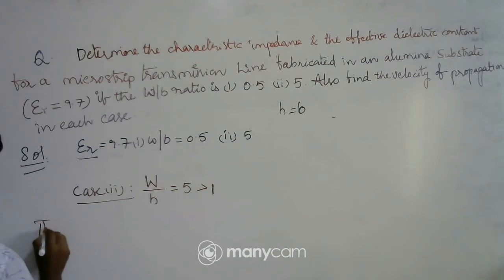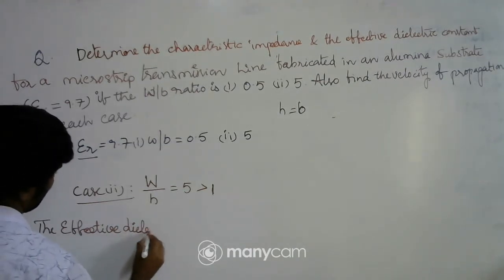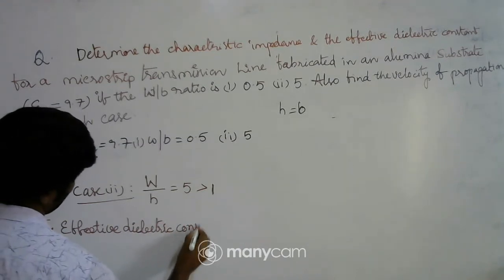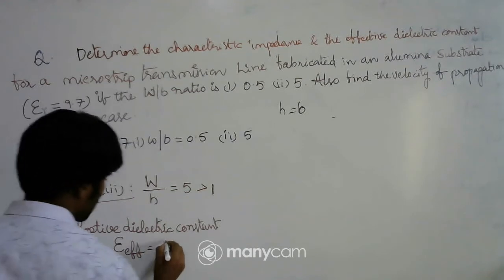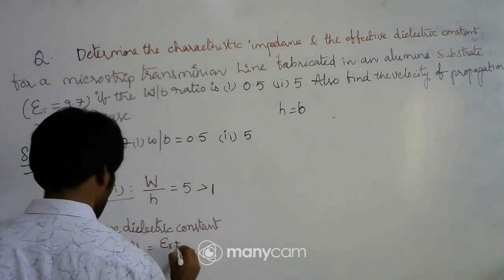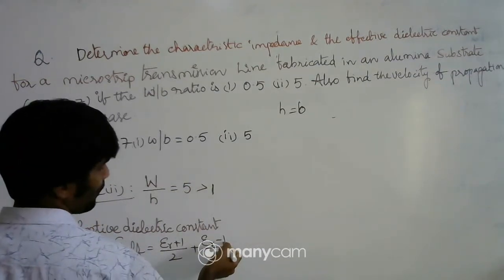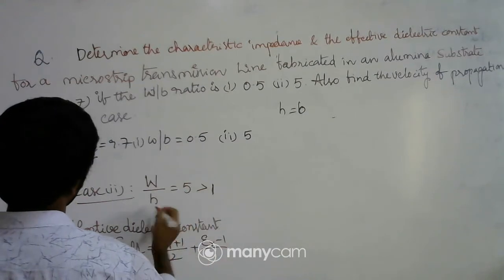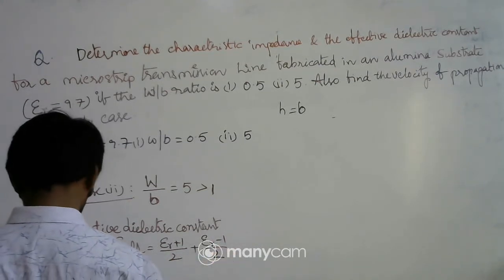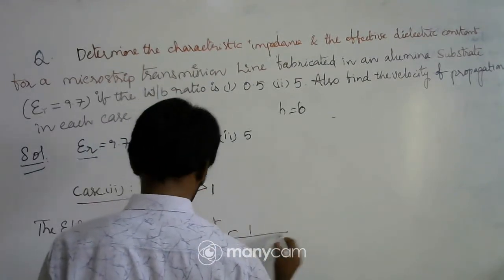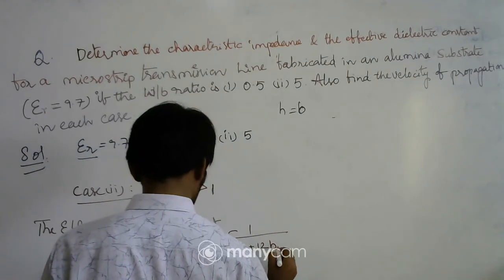The effective dielectric constant: epsilon r effective is equals to epsilon r plus 1 divided by 2 plus epsilon r minus 1 divided by 2 into 1 divided by square root of 1 plus 12 H by W. Previously it was epsilon r minus 0, here we are getting it different, because the W by H value is less than 1 there and greater than 1 here.